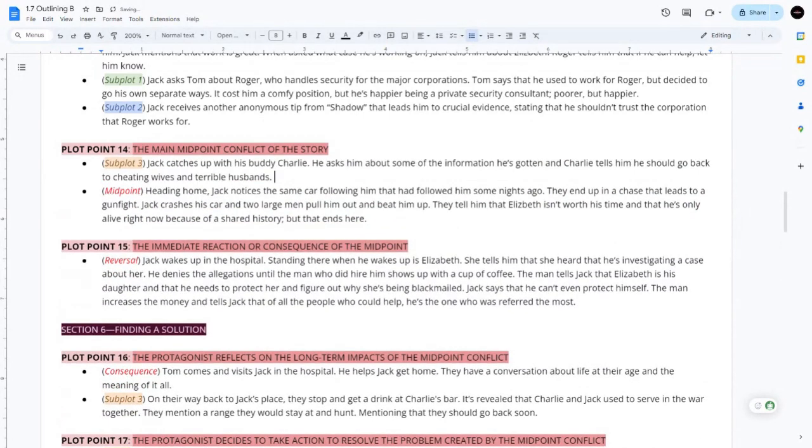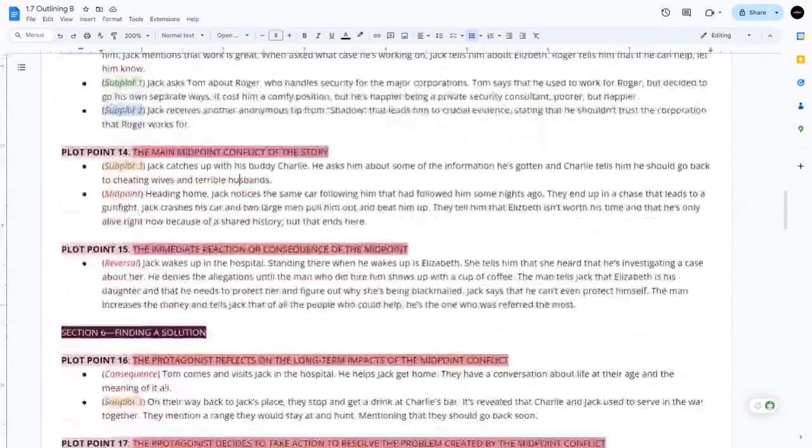This would actually go here. So before that happens, Jack catches up with his buddy Charlie. He asks him about some of the information he's gotten. And Charlie tells him he should go back to cheating wives and terrible husbands. And then while Jack is heading home. Okay? You can do that. You don't have to. Sometimes you want to make sure it's in the right order, however you want.